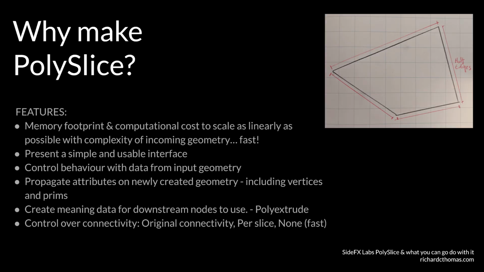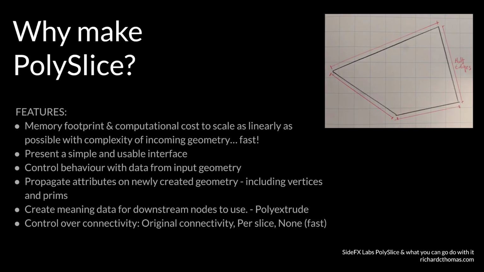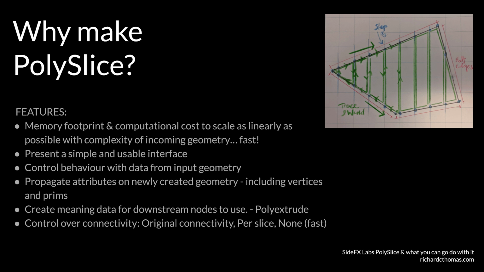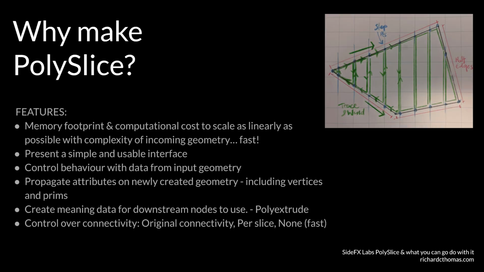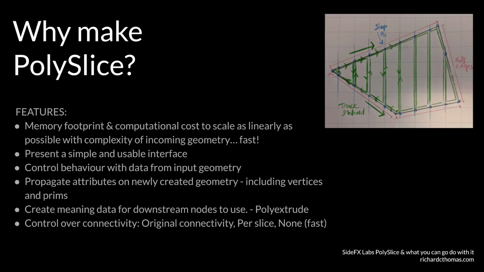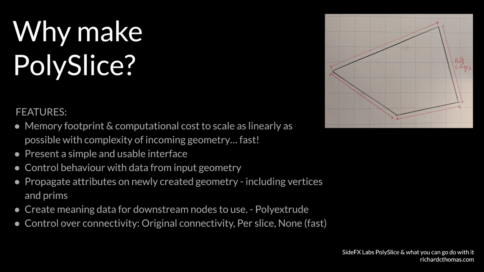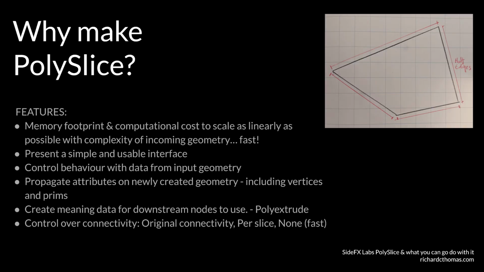So I created a core feature set that I wanted to achieve. These included a memory footprint and computational cost that would scale as linearly as possible with the complexity of the incoming geometry. So the result would be super fast, with the ability to use it in for loops one after the other. And I wanted to present the simplest possible interface. It's super usable, feels very native, and is intuitive.